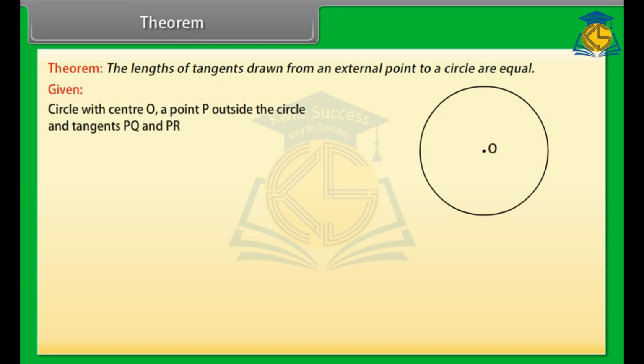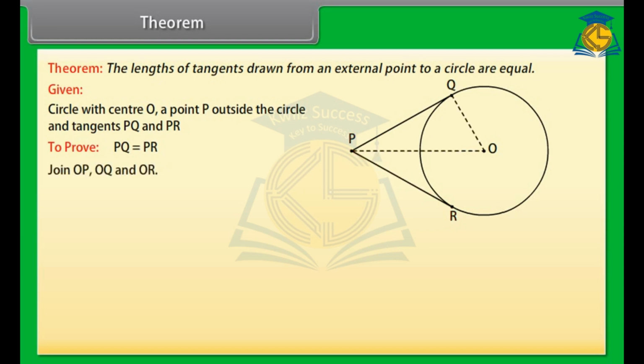We are given a circle with center O, a point P lying outside the circle, and 2 tangents PQ and PR on the circle from P. We need to prove that PQ is equal to PR. Let's join OP, OQ, and OR.